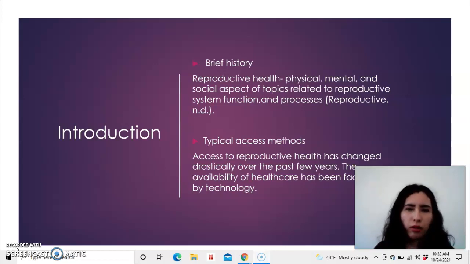Typical access methods. Access to reproductive health has changed drastically over the past few years. The availability of healthcare has been facilitated by technology. With the investments in technology, patients are now able to obtain care at various locations and through different avenues. Such methods of access are doctor visits, video or telemedicine visits, phone visits, and app visits, usually for prescription services.